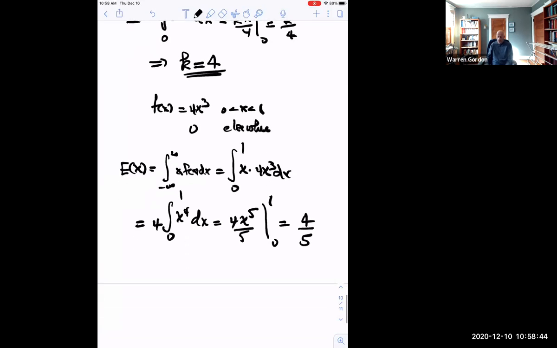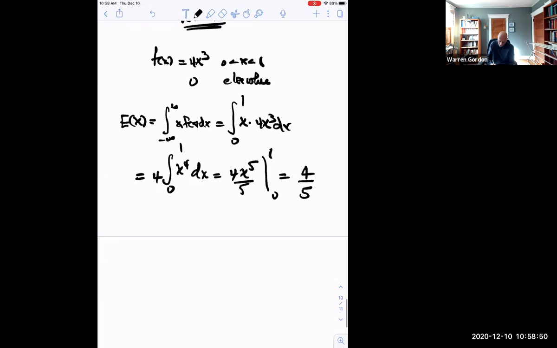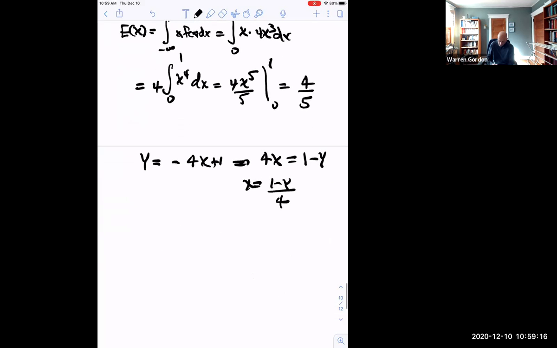Okay, so now let's look at the change of variable part. I said, let's suppose y is equal to minus 4x plus 1. By the way, that tells us 4x is 1 minus y. Well, let's just write it this way: x is 1 minus y over 4. Therefore, dx/dy, which we're going to need, is just minus 1/4.